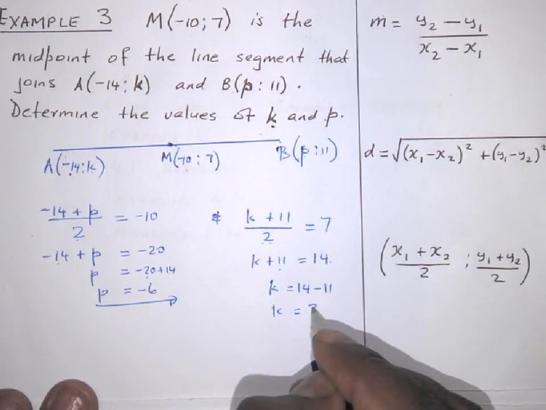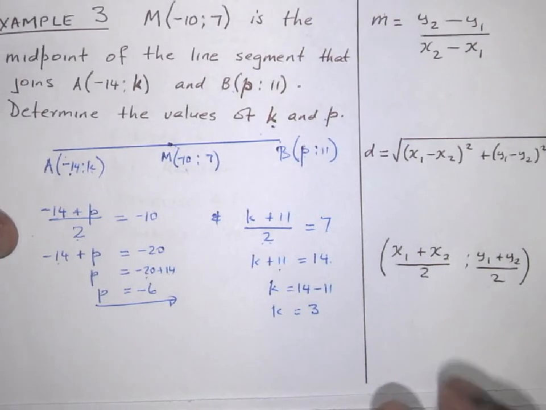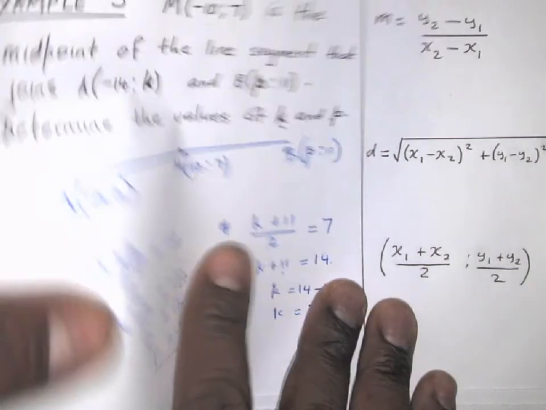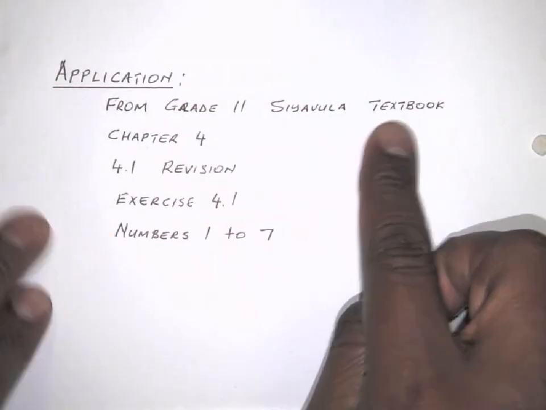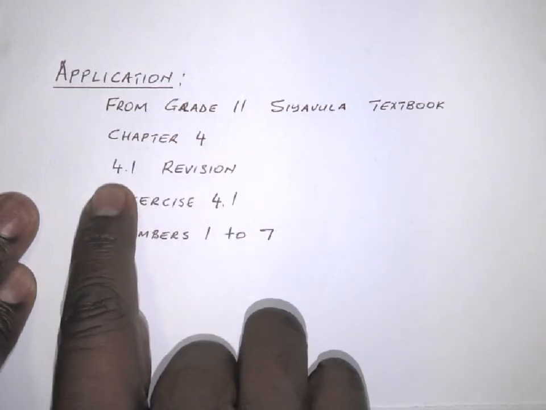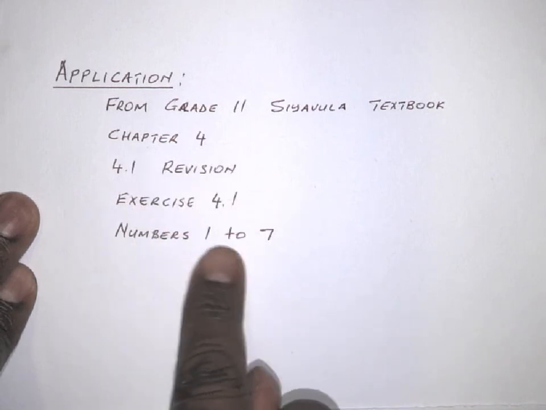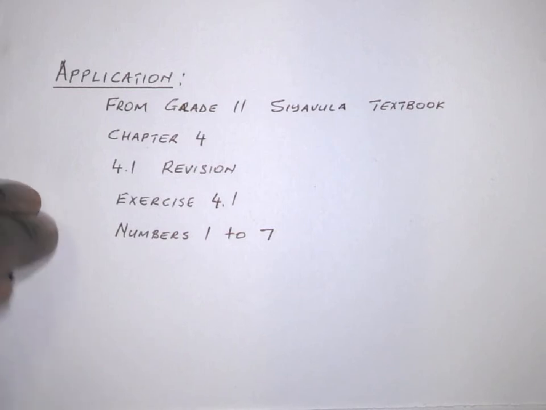See if you can try your own problems which are similar to these ones from your textbook, chapter 4. You do 4.1, which is just revision, exercise 4.1, then you do numbers 1 up to 7. It's very easy. Don't complete the whole thing. It's more than 7 examples there, but you can continue, but we'll do some examples later on.